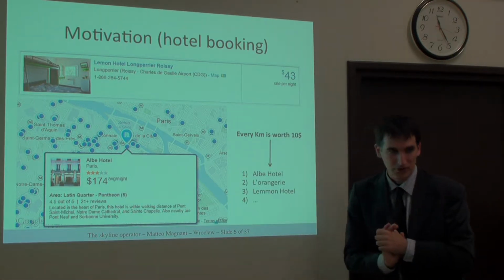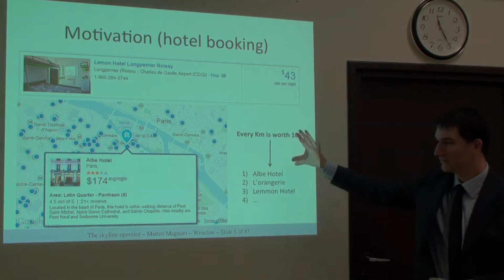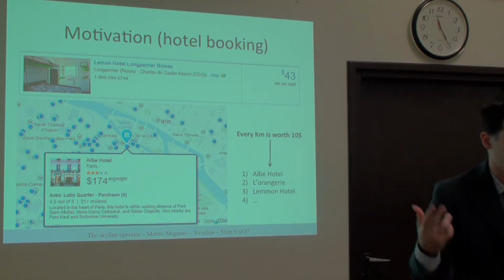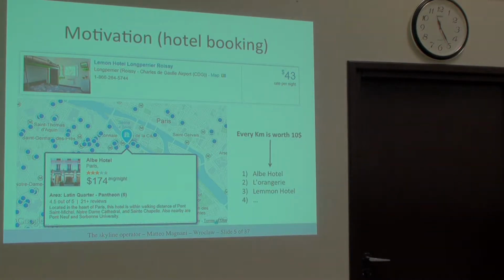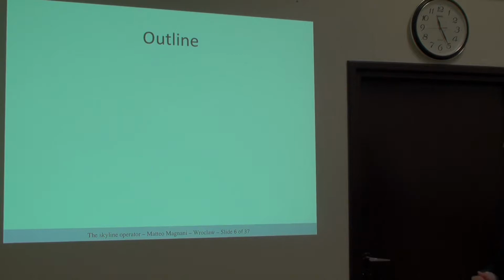The skyline operator does exactly the same kind of thing. So it gives you a set of options that should be the best ones without asking you to specify any kind of weight. So it's an operator that is nearly parameter free. You go there, you say, I want it to be close to the city center and cheap, and that's it. So this is what we are talking about.